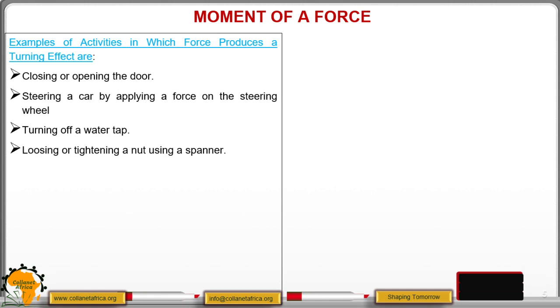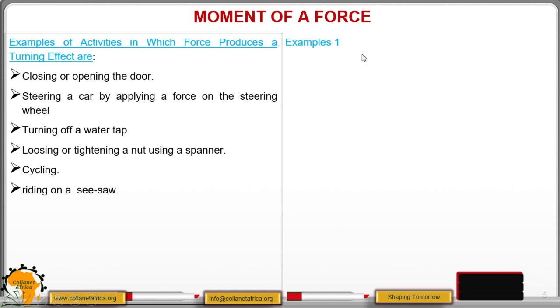Also, we have loosening or tightening a nut using a spanner, where there is also that rotation while doing that task. We have also cycling, whereby you have to bend around some corners and therefore you have to turn, and that produces the turning effect. We have riding on a seesaw, where we have the pivot and two persons using the seesaw, they can swing, and therefore we have the turning.